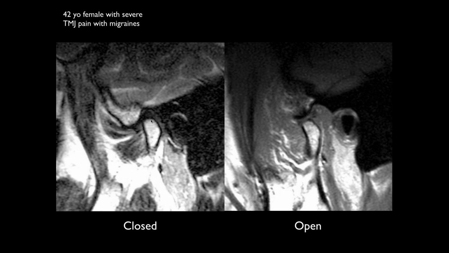And then we always do a T2 weighted image, usually in the closed mouth position, to look for fluid in the joint space, and there's not a lot of fluid here. And then we do the coronal images. So what do you think about this one? I think it's okay then. Yeah, so this is a normal study.